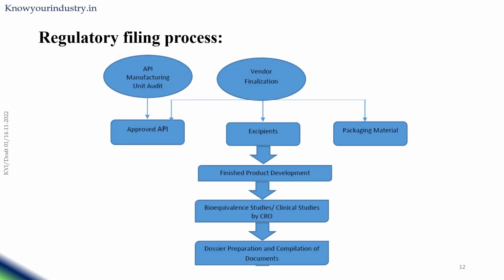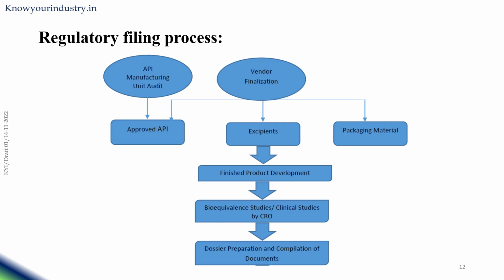This is the regulatory filing and registration of a product in regulatory authorities. We know that our product is a combination of API and excipients. We pack our products, and for that we use packaging materials. So we get our API from the API manufacturing unit, which is audited, and we get our excipients after vendor finalization, and accordingly after vendor finalization we get our packaging materials. Then we develop our finished product.